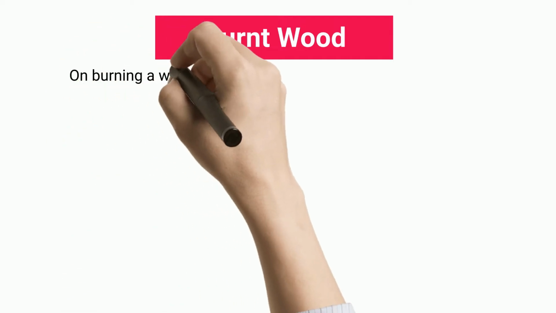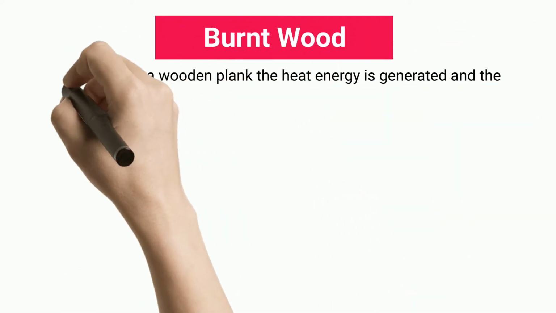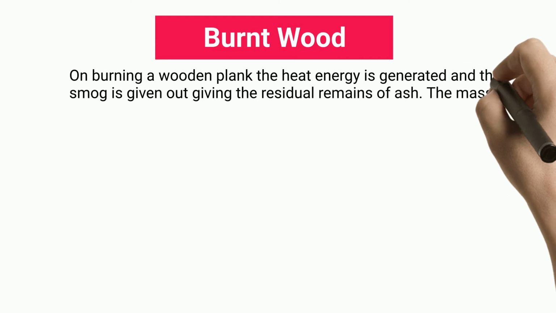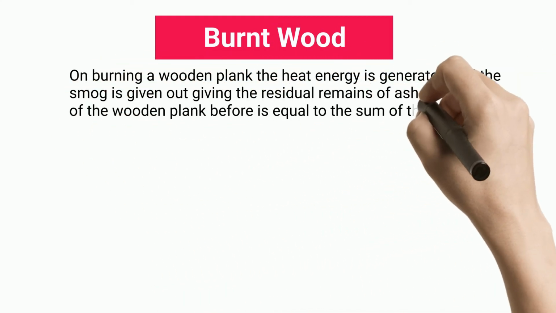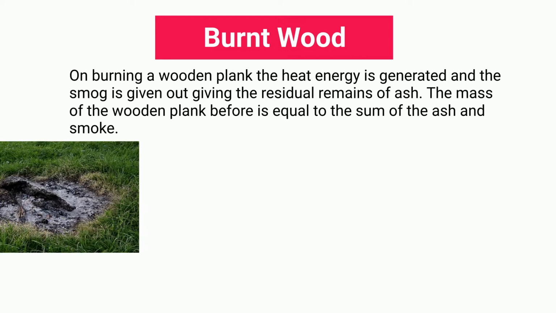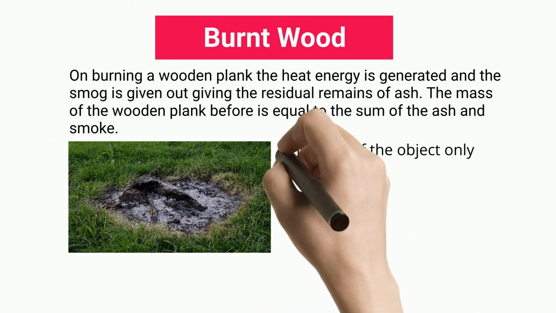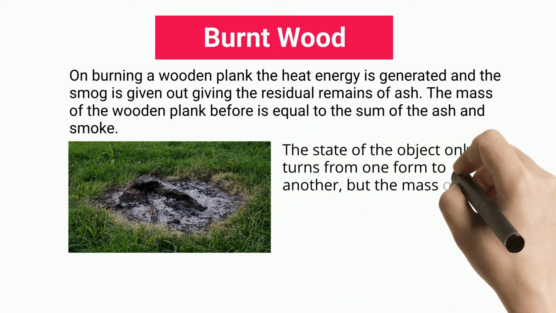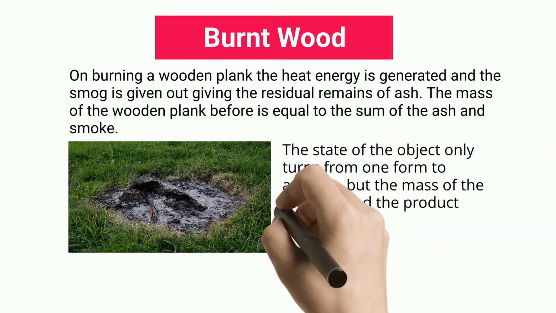Burnt wood. On burning a wooden plank, the heat energy is generated and the smog is given out, giving the residual remains of ash. The mass of the wooden plank before is equal to the sum of the ash and smoke. The state of the object only turns from one form to another, but the mass of the reactant and the product remains the same.